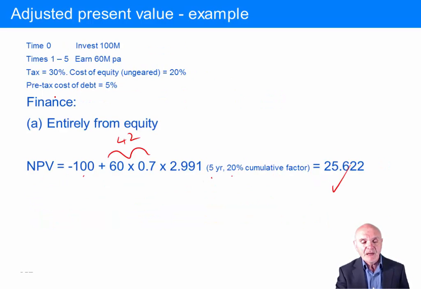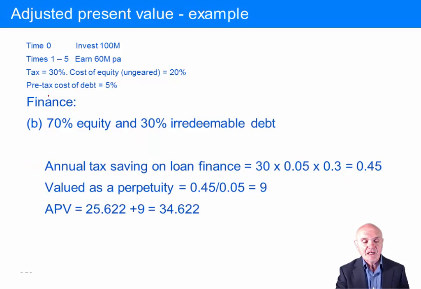So this was the base project, as it's sometimes called, as though it was all equity. The second stage is looking at what is the value of what's sometimes called the tax shield, being let off the tax on the interest, really.